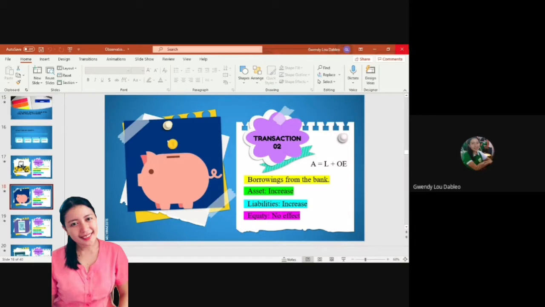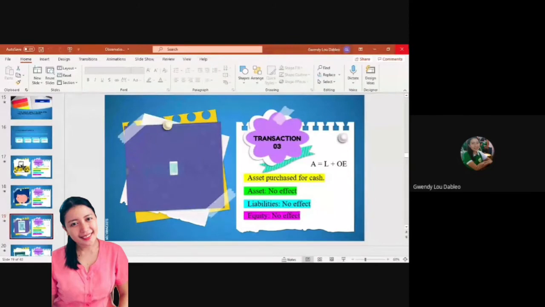Okay, then what about liabilities? The liabilities will also increase, because of course that needs to be paid, to be settled in the future. Then yes, in equity, it will give no effect. Okay, very good. Now for transaction three, we have this asset purchased for cash.